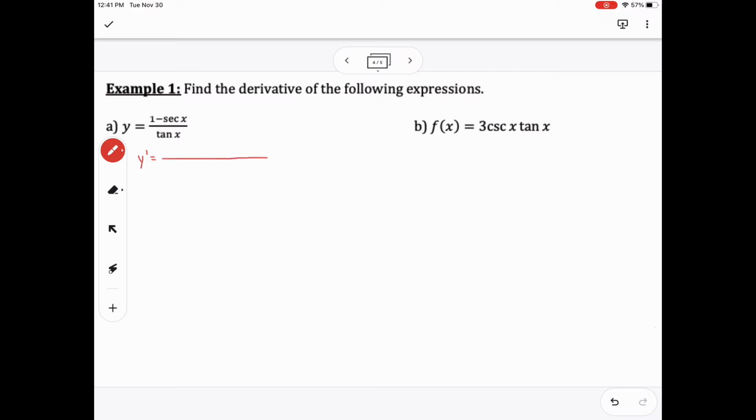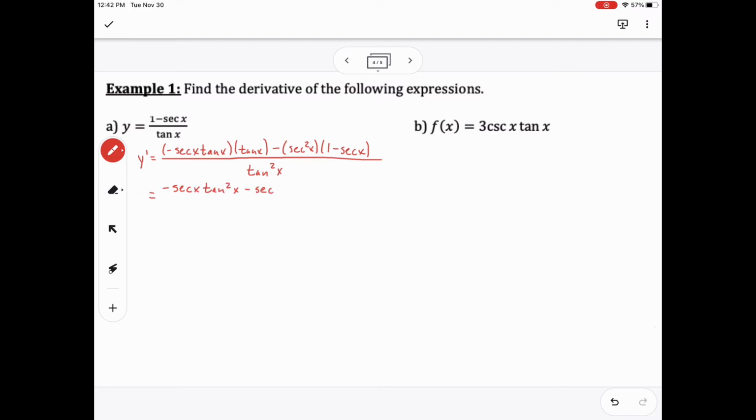Now for example 1, with these trig functions, you're using the power rule, quotient rule, and product rule at your disposal, just with trig functions intermixed. So I take the derivative of the top, which is 1 minus secant x. That would be negative secant x times tangent of x. So the 1 goes away, but the negative stays there. And then times the bottom. And then the derivative of the bottom is secant squared times the top, and then the denominator squared.